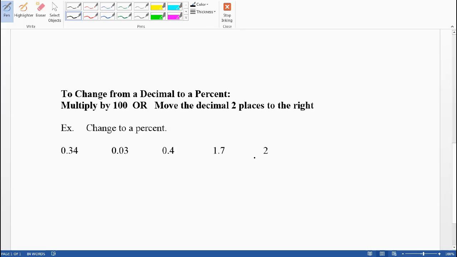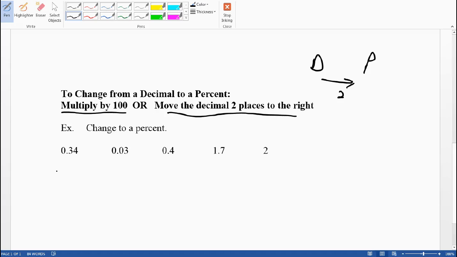This time we're going to go the opposite direction. We're going to go from a decimal to a percent. So instead of dividing by 100, we're going to multiply by 100. Or, which is what I prefer, move the decimal 2 places to the right. Once again, D comes before P, so from D to P, we're going to go to the right. 100 has 2 zeros, so 2 places.